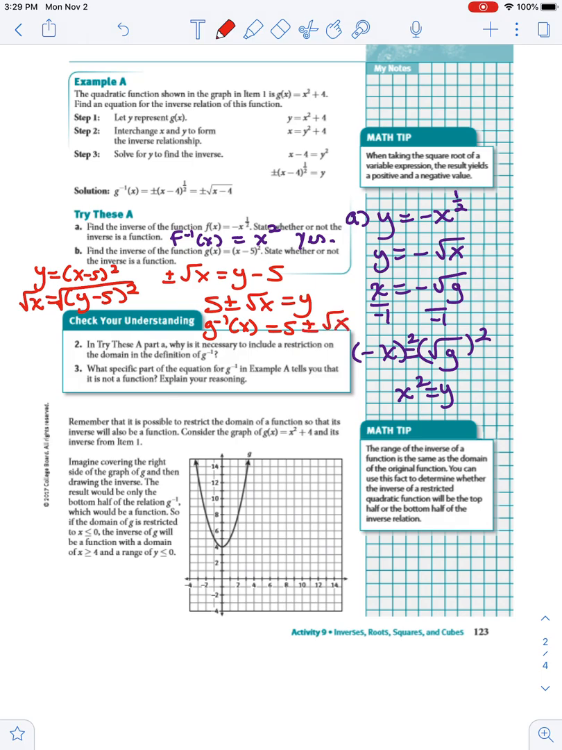Now, this is a square root function. And a square root function, if we have the plus and the minus with it, well, then it's not a function anymore. So I shouldn't call it a square root function. It's not going to be a function if we use the plus minus. So we'll have to restrict the domain in that case. So we say not a function.